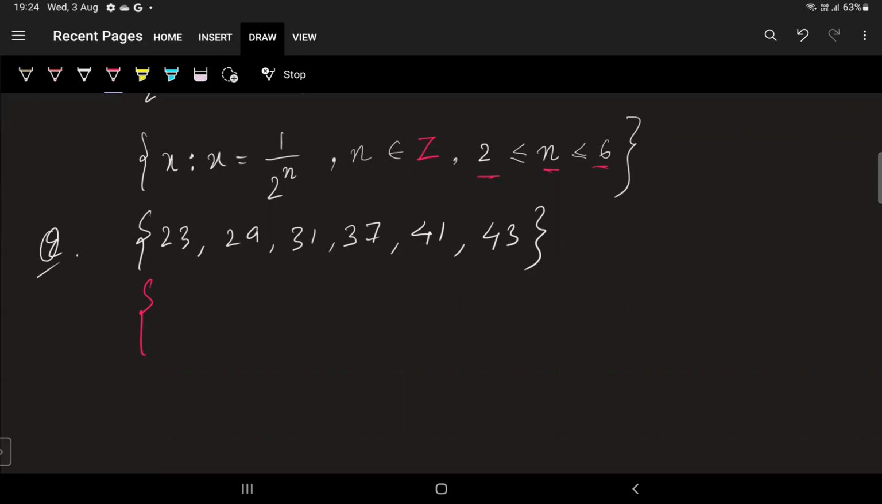These are all prime numbers, right? Yes. x such that x is a prime number where x is greater than or equal to 23, lesser than or equal to 43.